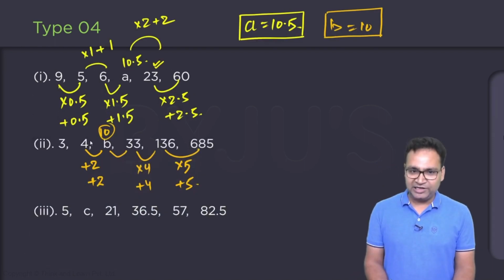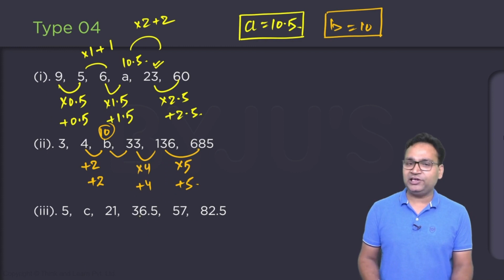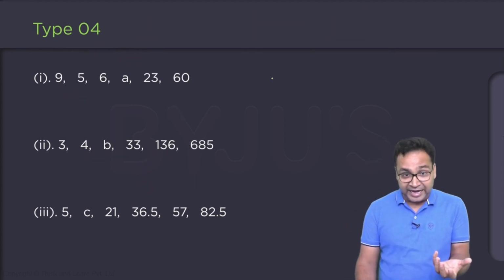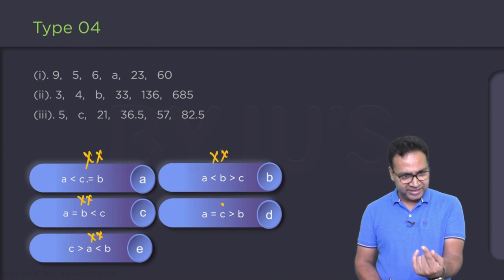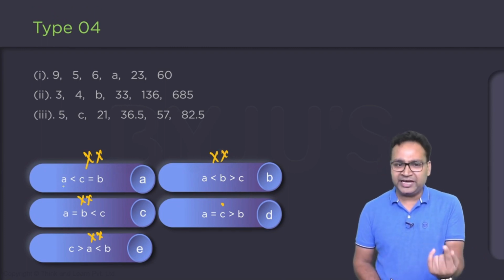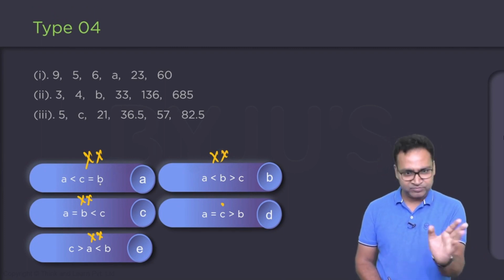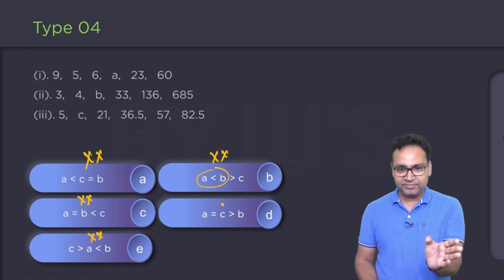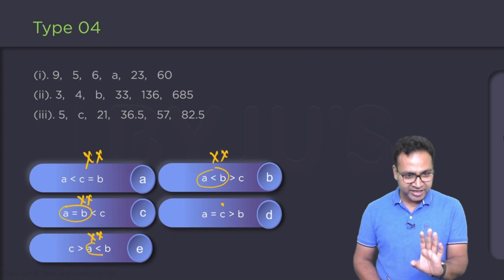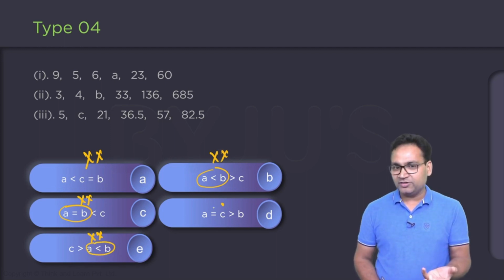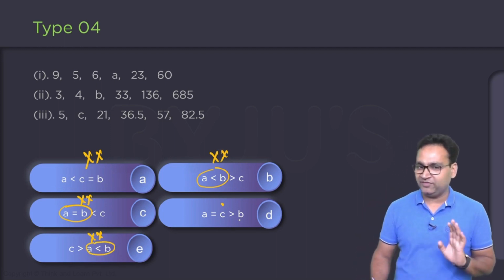Because the value of A is definitely greater than the value of B, right? I started eliminating options. A is less than C and C is equal to B. Indirectly I am saying A is less than B, not correct. A is less than B, not correct. A is equal to B, not correct. A is less than B, not correct. So I think this is the only option I am left with.